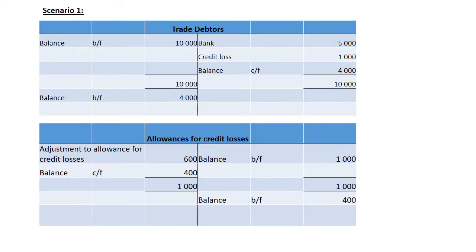We will now show how this will look on the general ledger. On the trade debtors side, we will have recognized his opening balance as well as the amount we received in bank and the amount we wrote off due to credit losses. This will then result in the carrying amount, as I said earlier, of 4,000 Rand. The allowances for credit losses, as we said, the original balance was sitting at 1,000 Rand, which was equal to the 10% of the 10,000 Rand that he originally owed us. Then, as we worked out the closing balance of 400 Rand based on the 4,000 Rand owing at the end of the year, we were able to work out an adjustment to credit losses of 600 Rand.